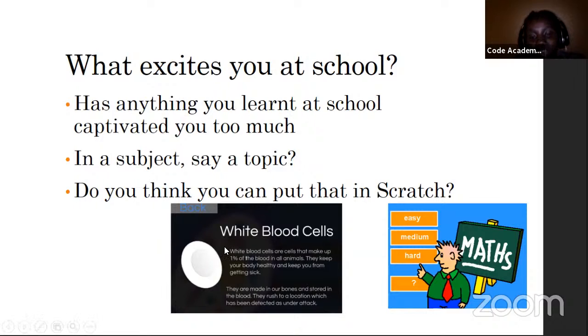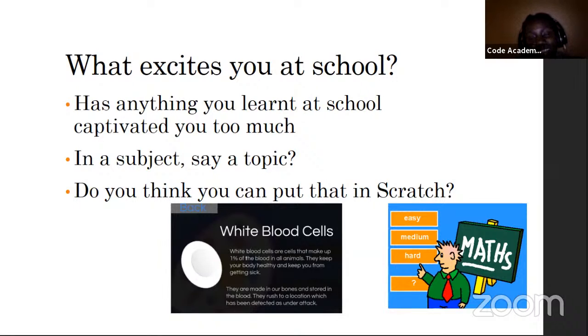So you see this picture down here, white blood cells. This was actually something that someone came up with in Scratch. Every picture you're going to see in these slides was a picture that someone came up with in Scratch. So this person thought of creating a project about white blood cells. They were educating people on white blood cells.